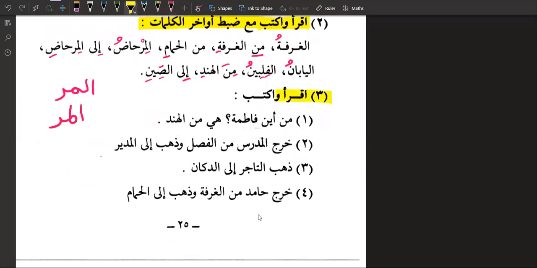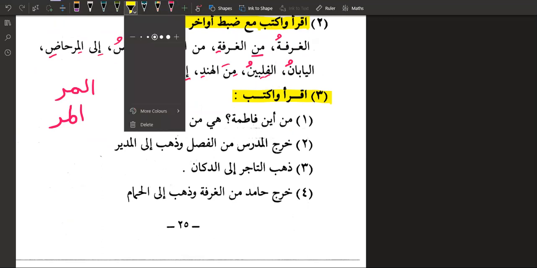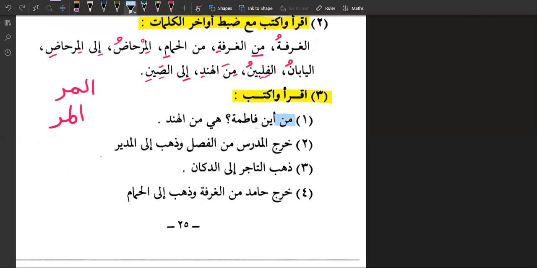Exercise three: read and write. We just want you to read it and translate it. So Abdul Qayyum, if you read the first one. من أين فاطمة؟ Is it من أين فاطمة or من أين فاطمتي? So which one is it? I think فاطمة.